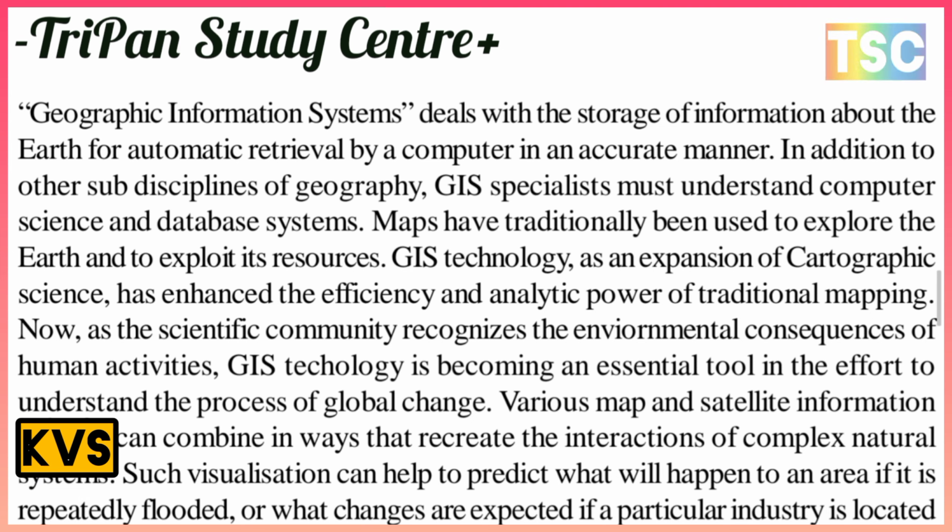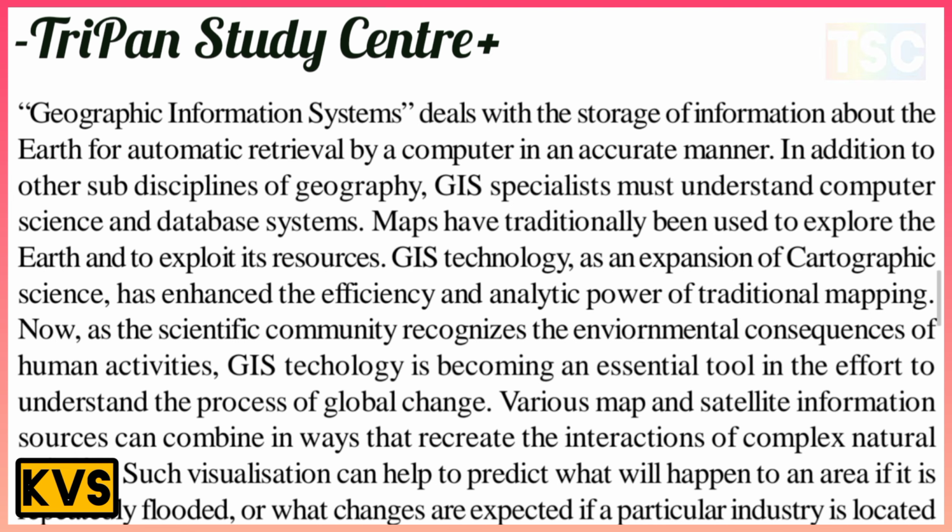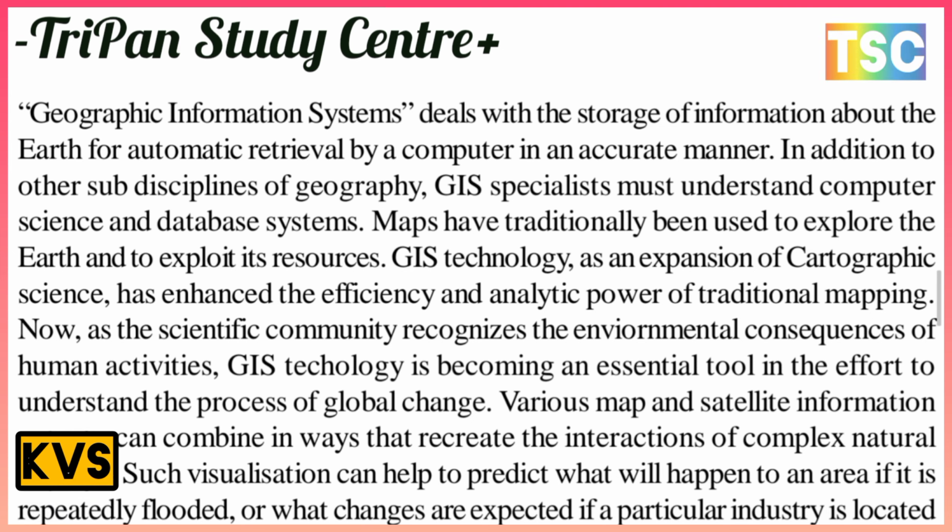Now, as the scientific community recognizes the environmental consequences of human activities, GIS techniques are becoming an essential tool in the effort to understand the processes of global change. Various map and satellite information sources can be combined in a way that recreates the interaction of complex natural systems. Such a visualization can help to predict what will happen to an area if it is repeatedly flooded and what changes are expected if a particular industry is located there.